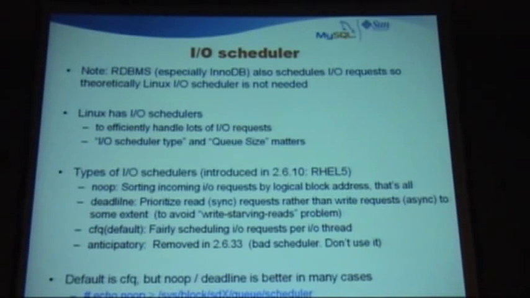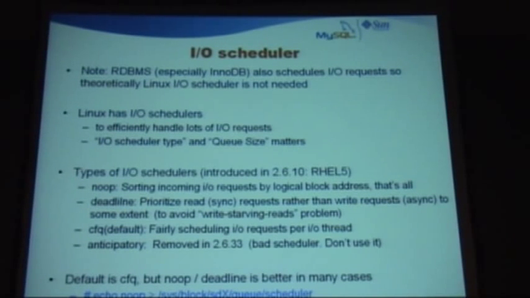Now, the IO scheduler. Actually, the database server also schedules IO requests, so theoretically the Linux IO scheduler is not needed. But Linux has IO schedulers to efficiently handle lots of IO requests. On Linux servers, IO scheduler type and queue size matter. Linux, starting from 2.6.10 and RHEL 5, supports 4 IO schedulers.